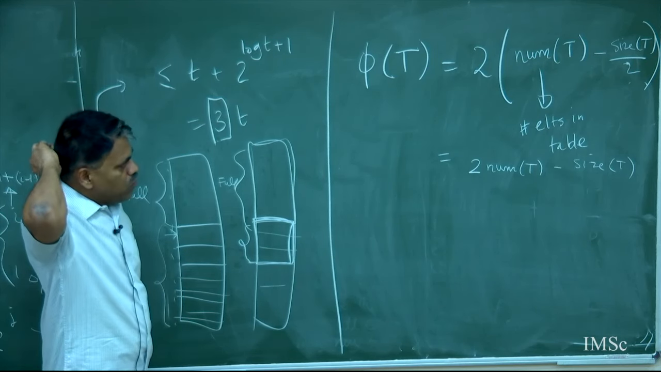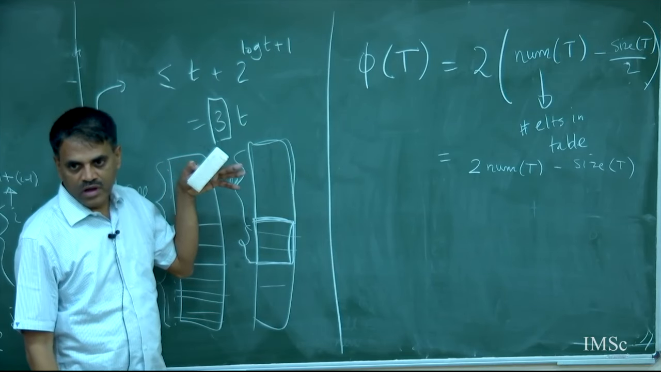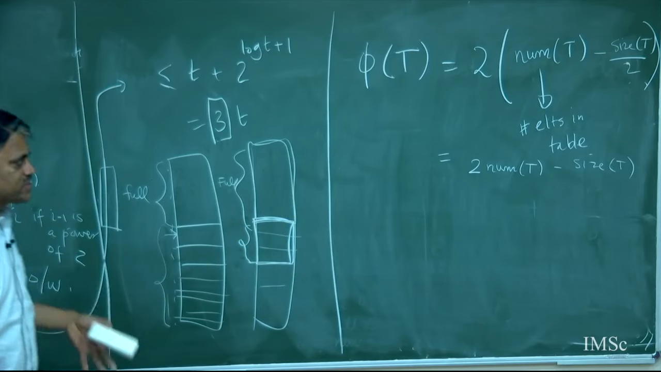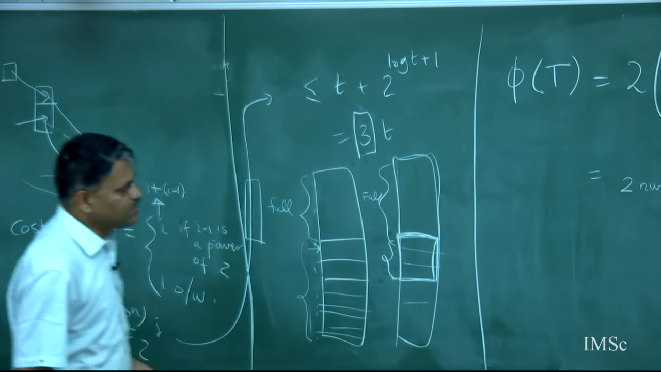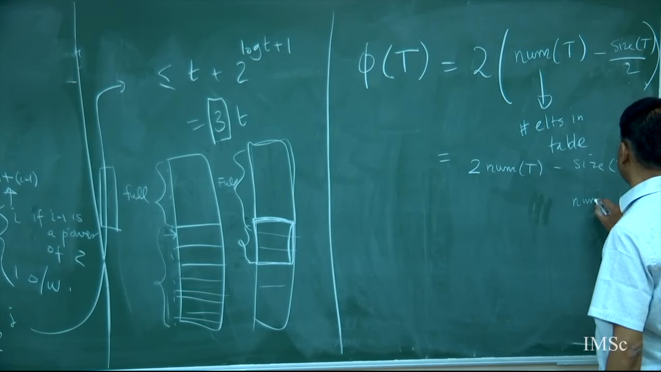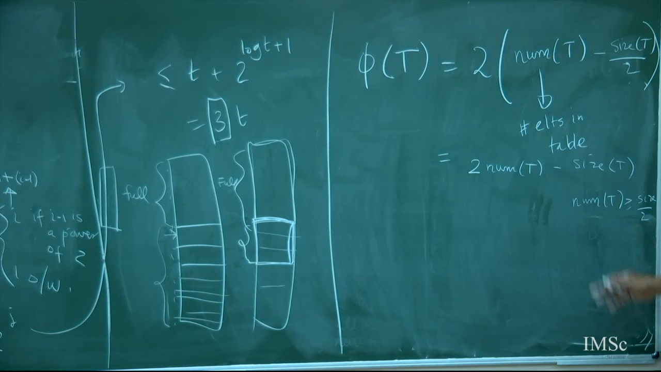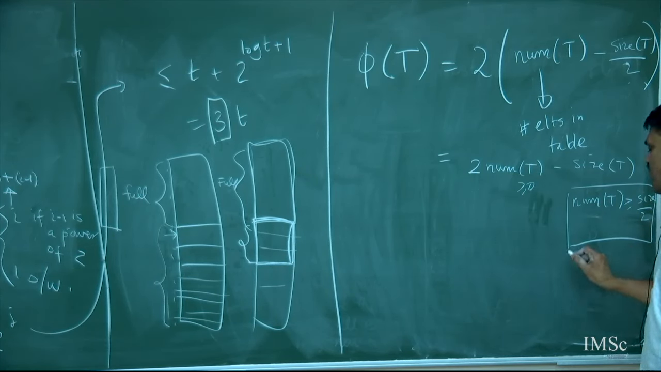Because we always ensure that the table is at least half full. That is one of the criteria we said: we don't want to waste too much space. That's how we started off. So the table is at least half full means what? That the number of elements is greater than or equal to size by 2. So 2 times the number of elements minus the size is greater than or equal to 0. This is the invariant we always maintain every time, whether I expand it or otherwise.